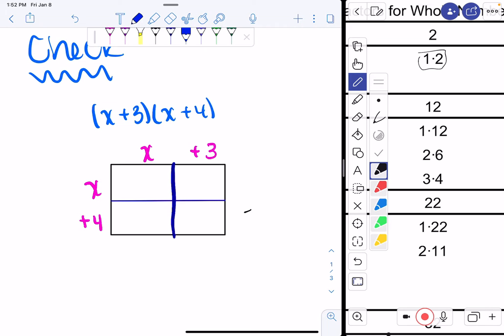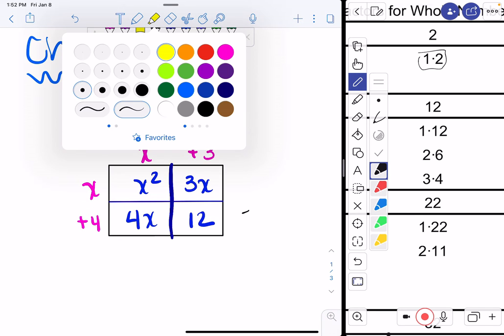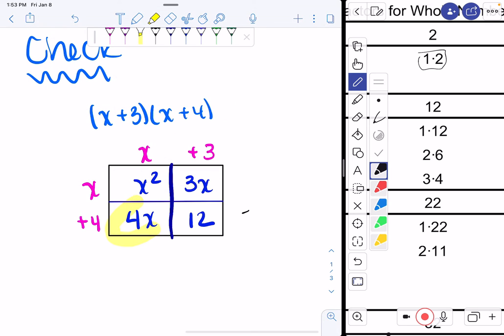We know x times x is x squared. We know x times 3 is 3x. We know 4 times x is 4x. And we know 4 times 3 is 12. I know, because if you listened to me talk during the box method lesson, you would know that my diagonals have my like terms. So I can actually do my simplification in my box.